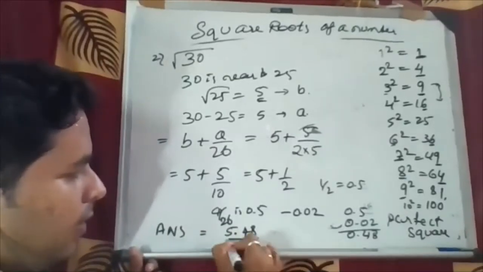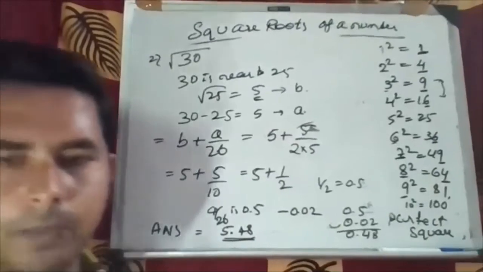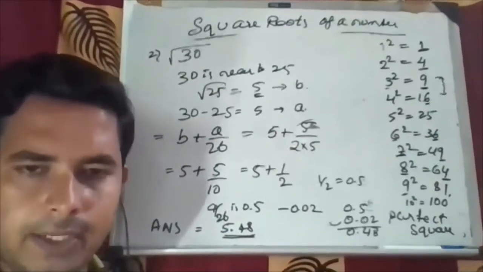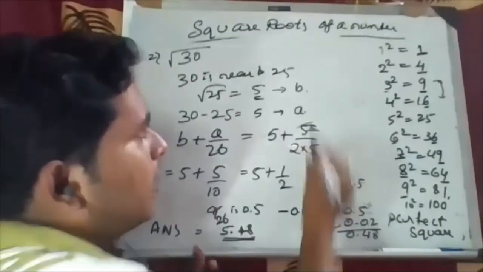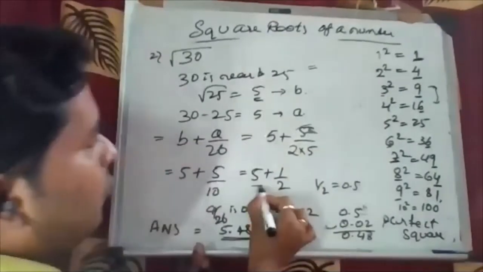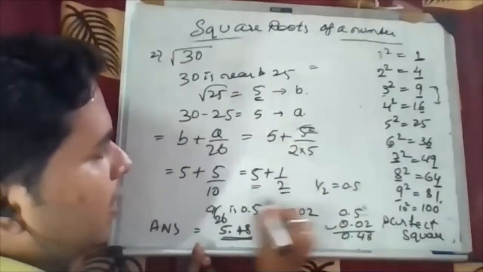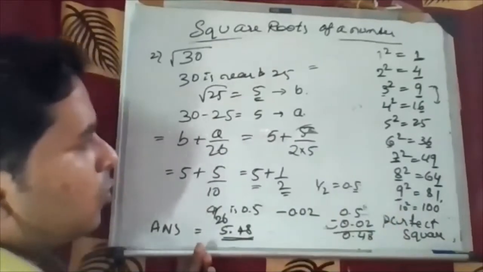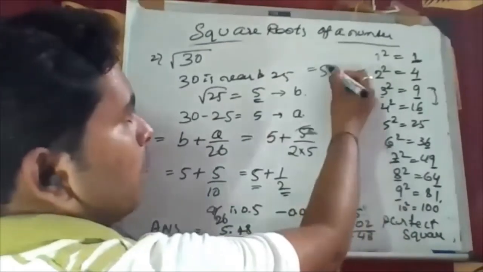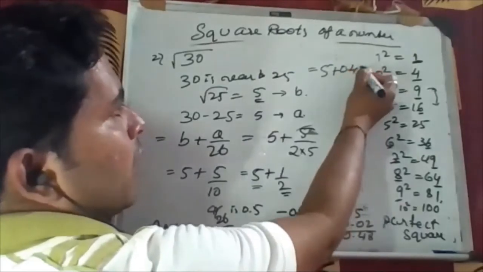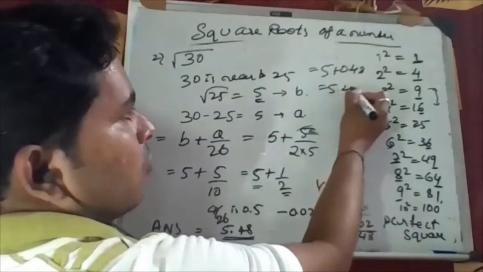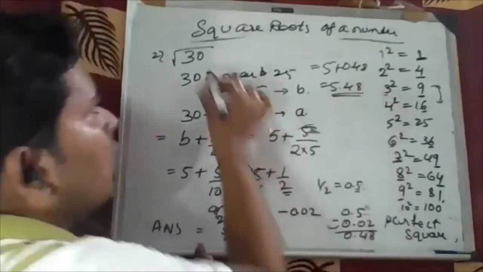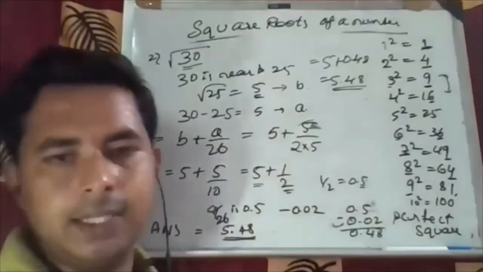5.48. Your answer is what now? So how did you get 5.48 again? Here is a 5 and here is a 0.5. So I got a 0.5. Because of that, I have to do the minus 0.02 in that. So 5 plus 0.48, you'll get 5.48. So this is the square root of 30.